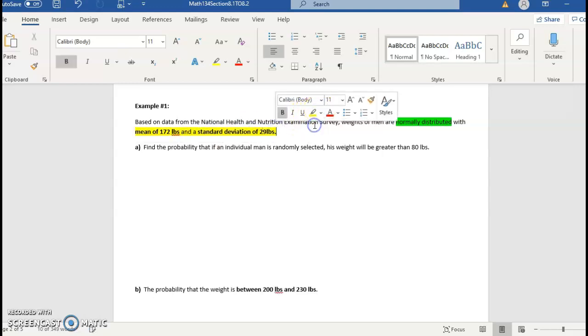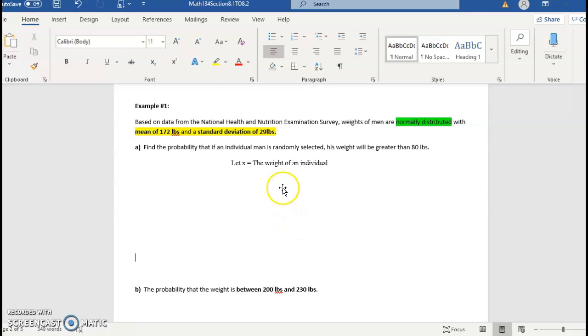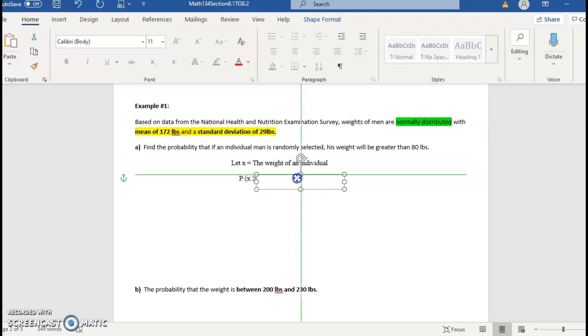We're given that the mean of the distribution is 172 pounds for the weight of males and the standard deviation is 29. As we evaluate this one, don't forget about declaring the variable. In this situation, the variable represents the weight of an individual. And as we evaluate the probability, we're looking at greater than or equal to the value of 80.